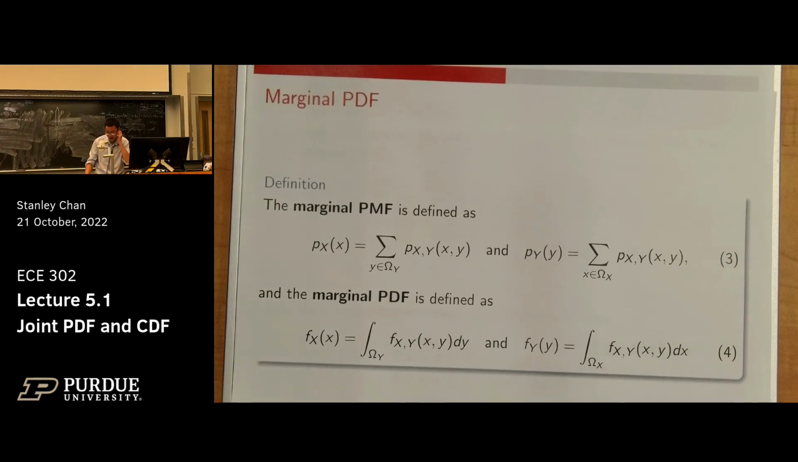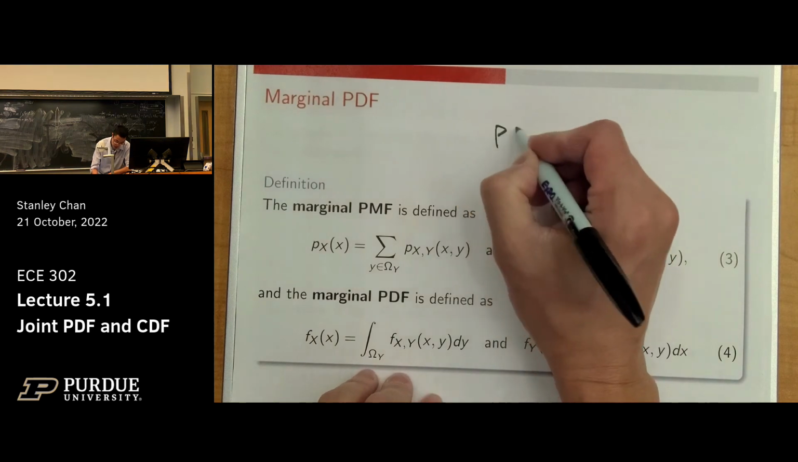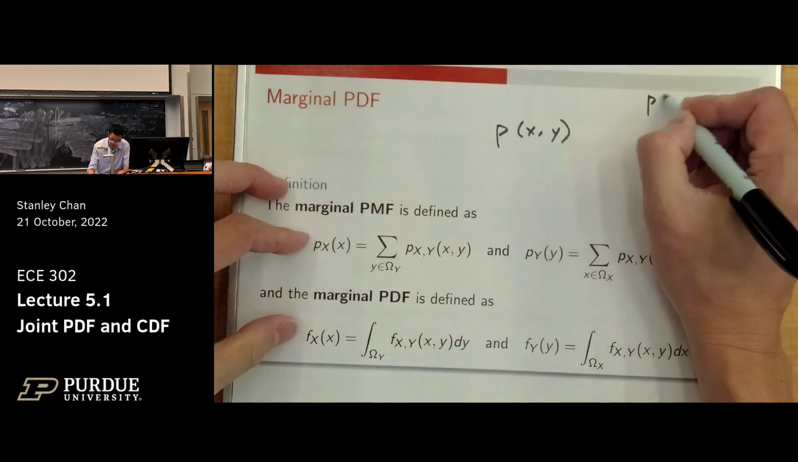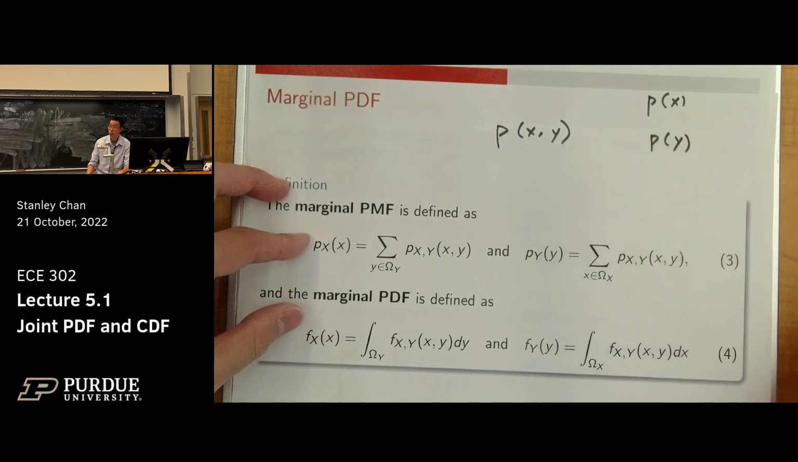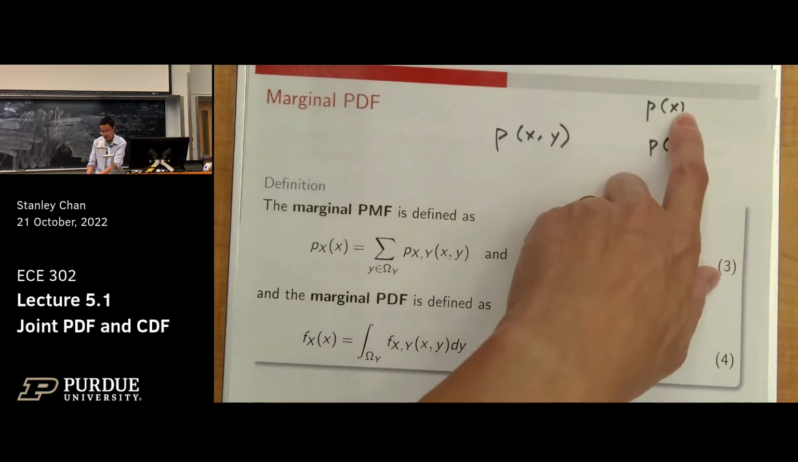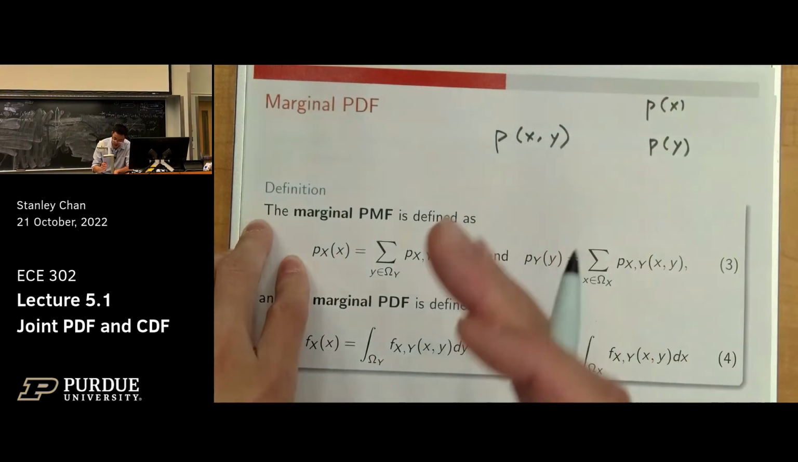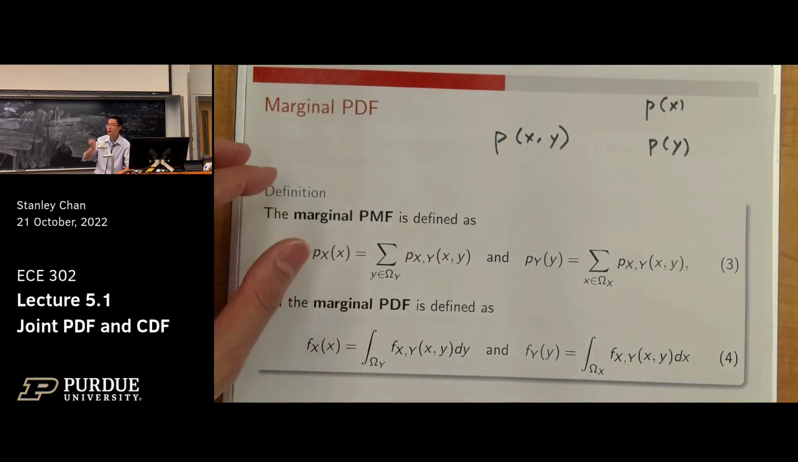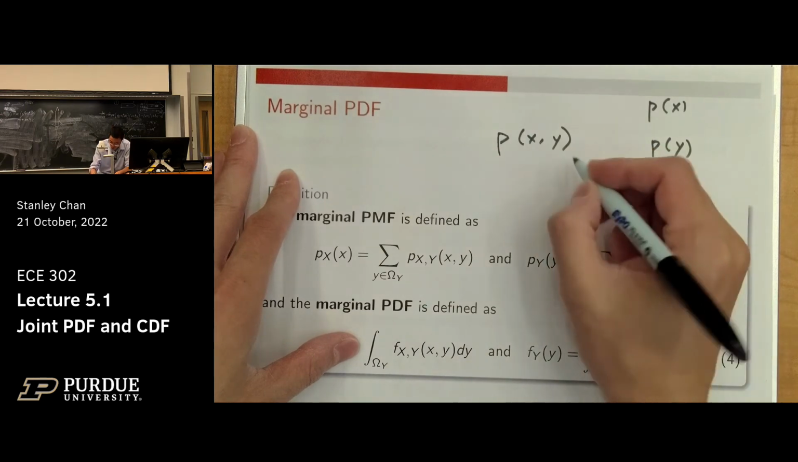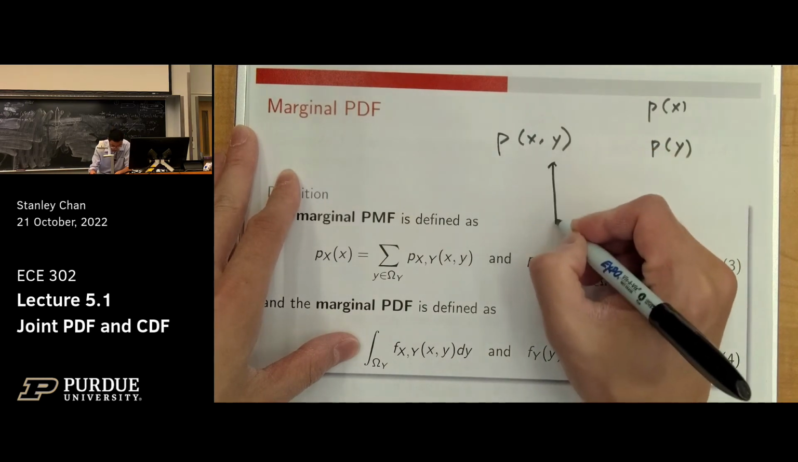Okay, so let me talk about marginal PDF. If we know p(x,y), this is a joint distribution. How do I find p(x) and p(y)? The way to do it is, if we want to find p(x), you just integrate over all the possible y's. If you want to find p(y), just integrate over all the possible x. This statement is difficult to understand, but let me just draw this diagram. You'll be able to see.